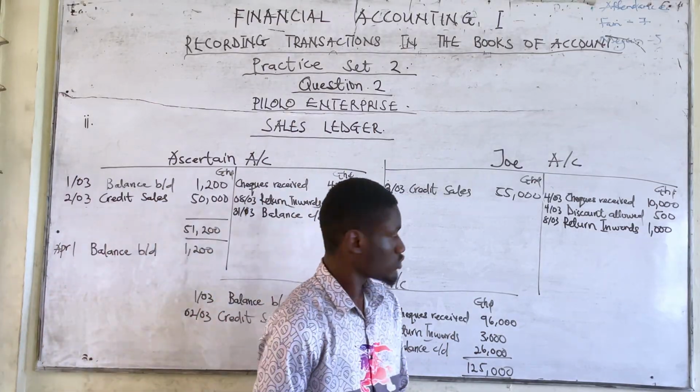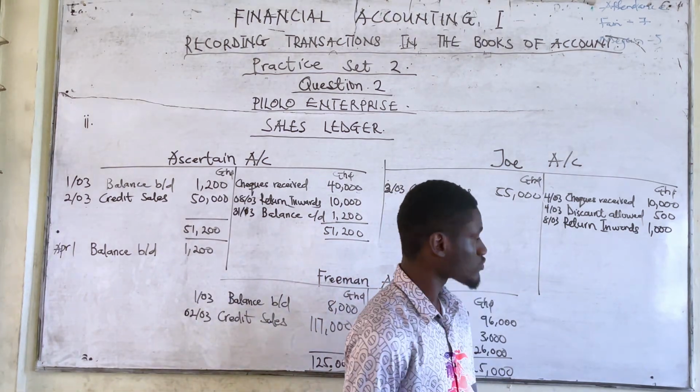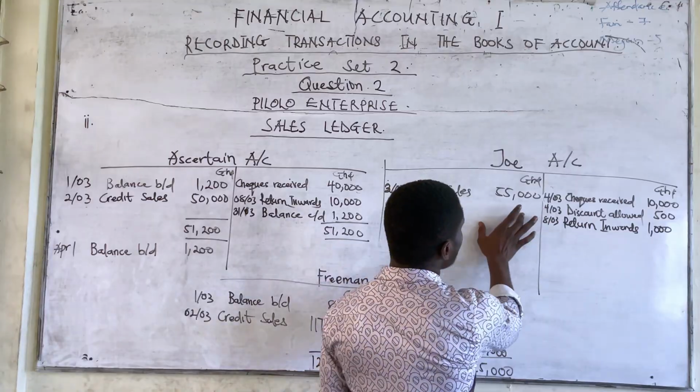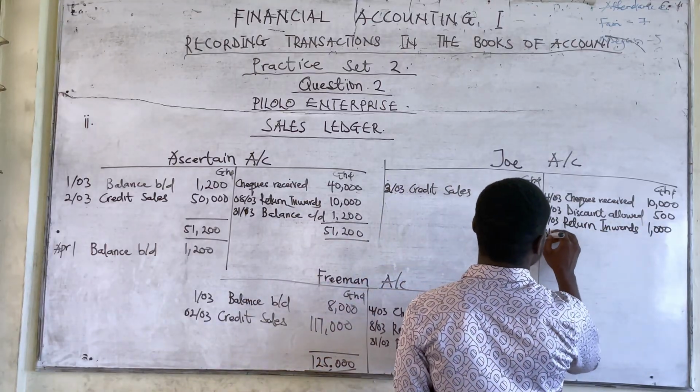Good. So we move to balance Joe. For Joe, we know that this side is greater than this side. So our balance c/d will be here.